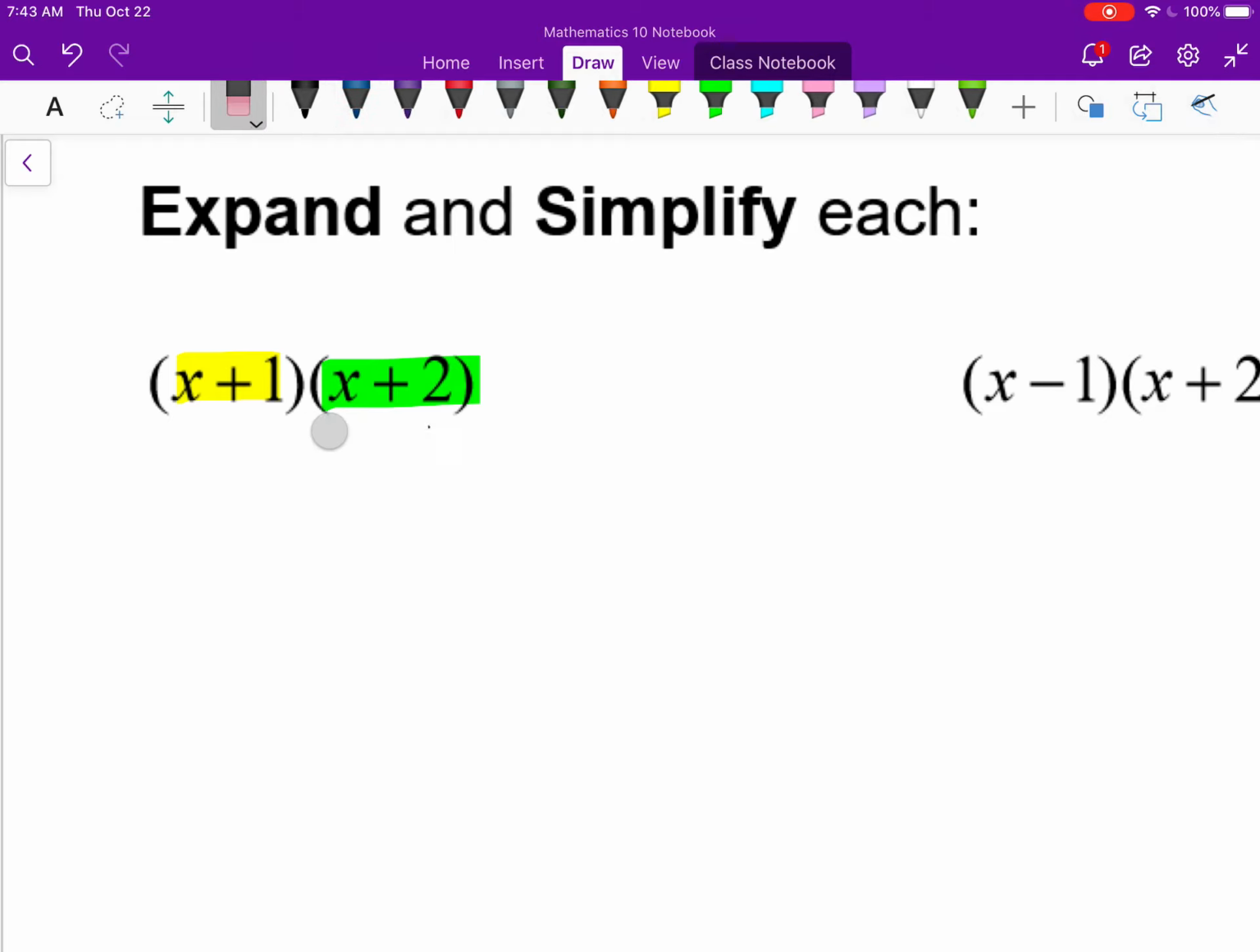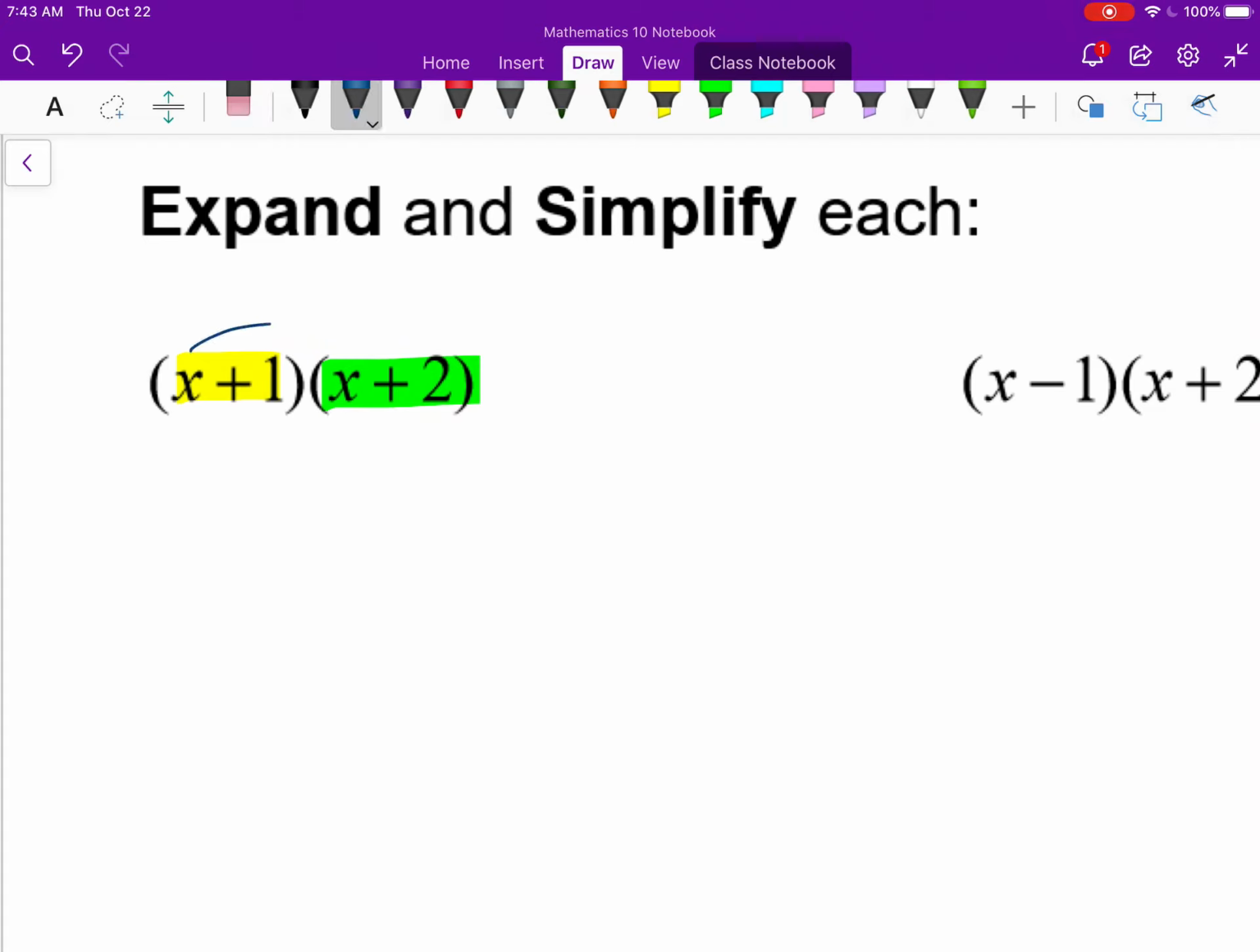And there's two terms in each. So there's going to be a total of 4 multiplication steps, 2 times 2. And they are literally like this: x times x, x times 2, 1 times x, and 1 times 2. I can do those in any order. I just don't want to lose track. And so I'm always going to recommend you draw these little arcs like I drew, just to keep track of what you've done and what's left. So I'll go back to the start, though.